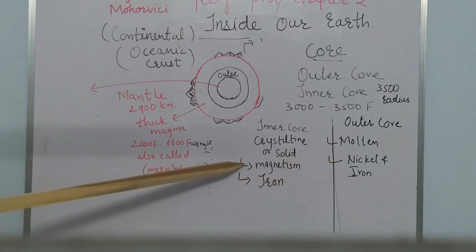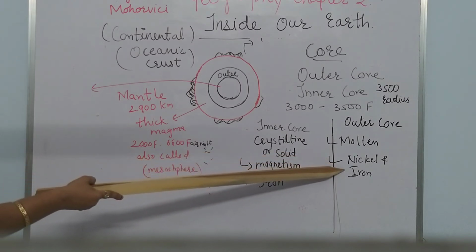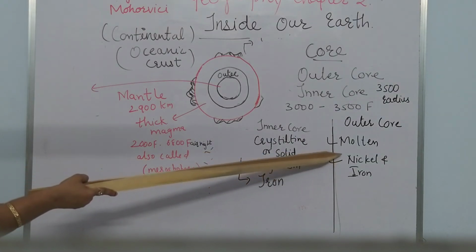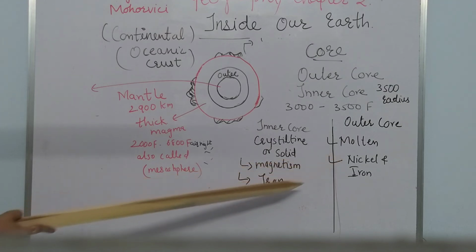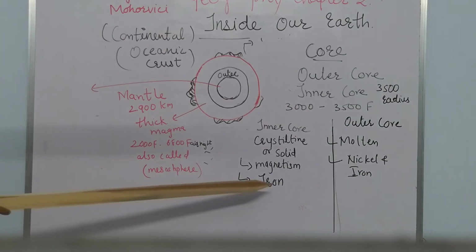The outer core has magnesium, and magnesium is also very useful for the survival of the earth, whereas the inner core has nickel and iron. These are the minerals we can see here, nickel and iron, and we also find the iron in the inner core.